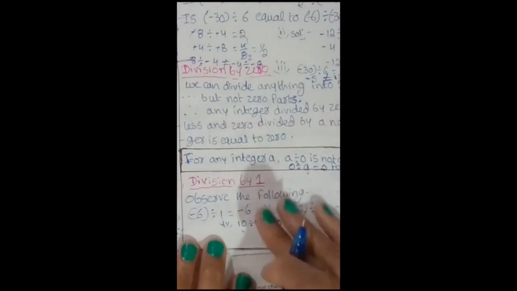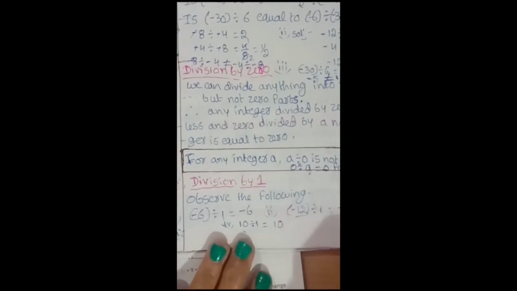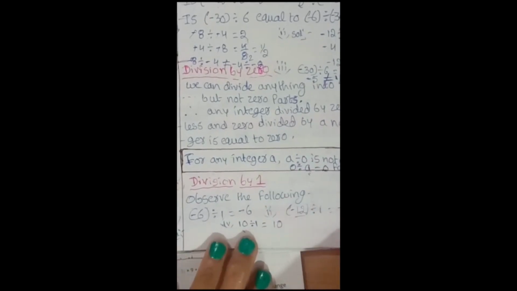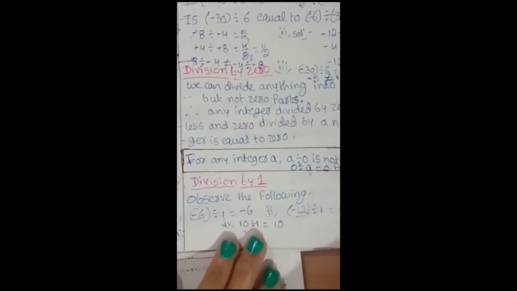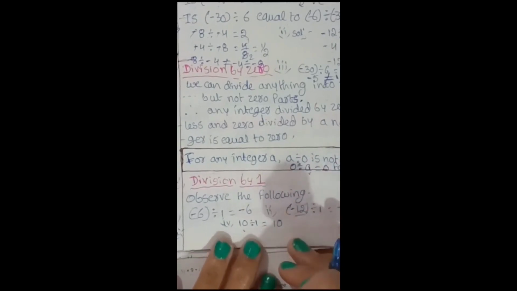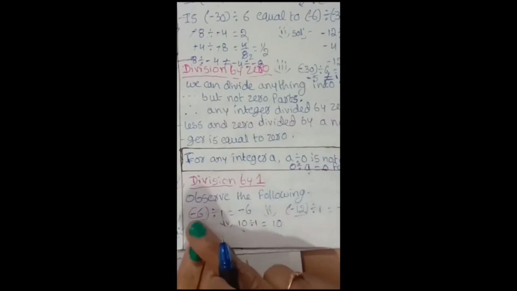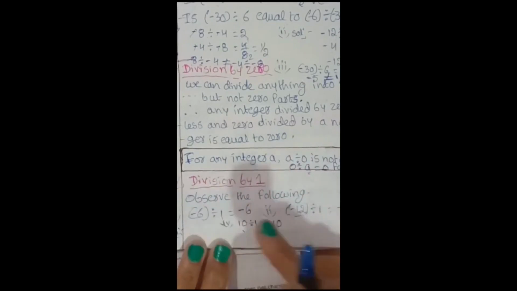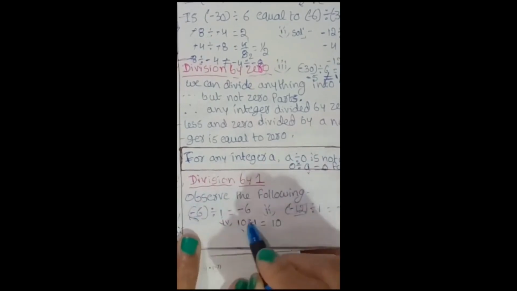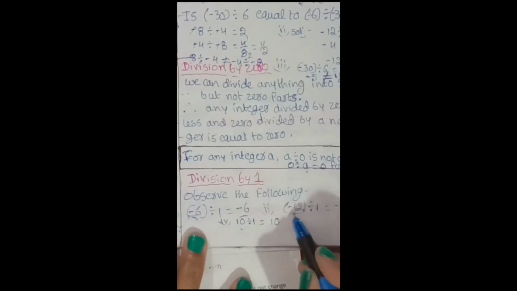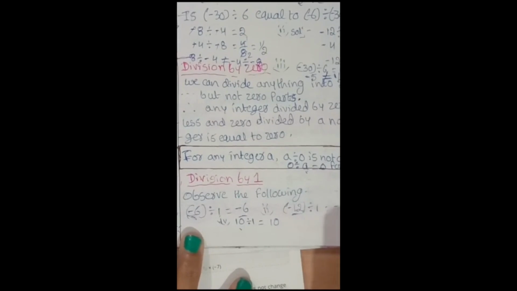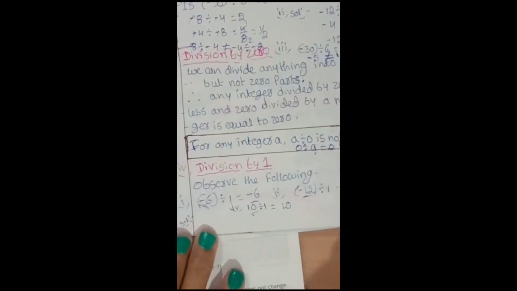What can you observe from the above examples? Negative integers or positive integers divided by 1 give the same answer only. The quotient is the same integer. Here it is minus 6 and here also minus 6, and minus 12 only. So you write it here, the answer, neatly.